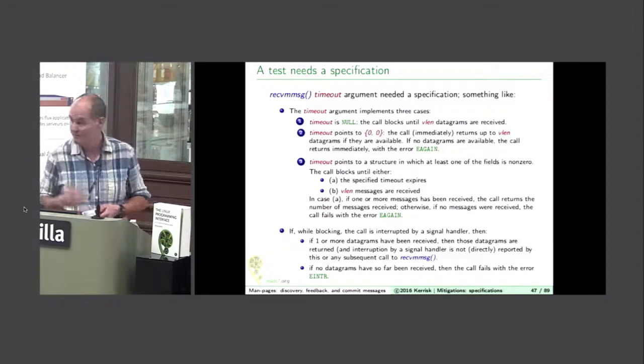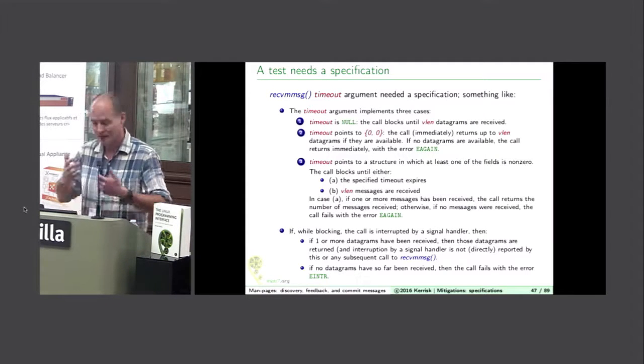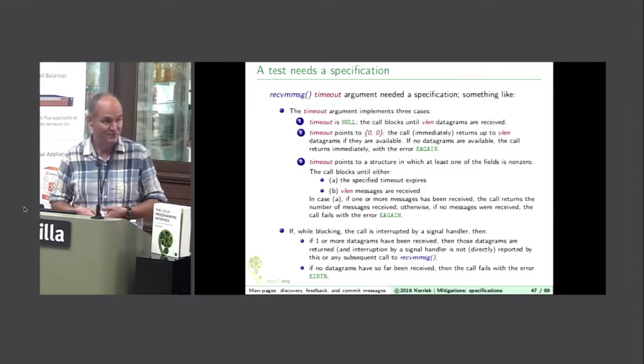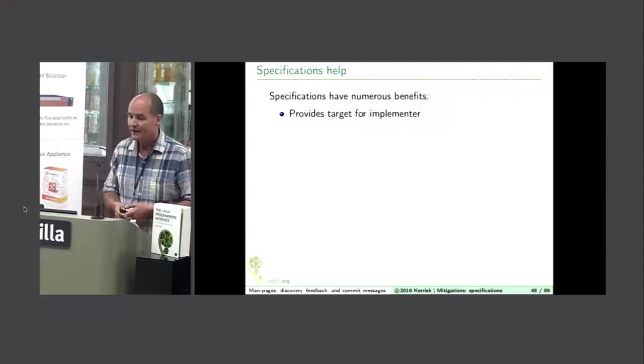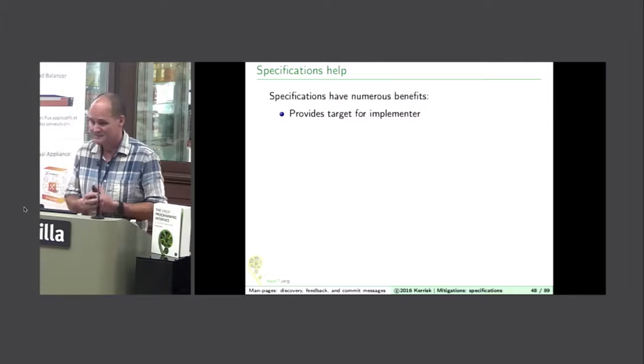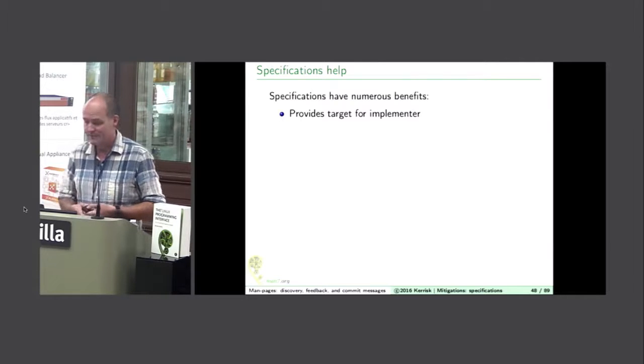Because no one wrote that specification, no one wrote a test, and the timeout argument is simply useless as a result. Okay, so the obvious stuff. Specifications give you a target for the implementer.